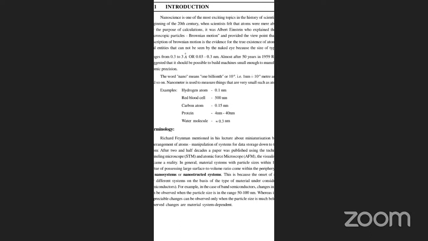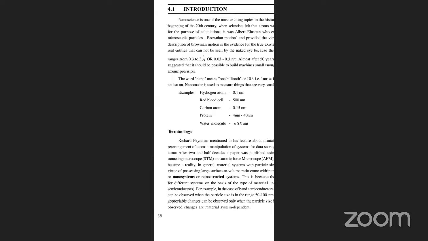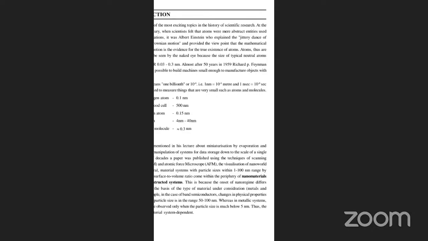In general, material systems with particle sizes within the 1 to 100 nanometer range, by virtue of possessing a large surface to volume ratio, come within the periphery of nanomaterials or nanostructured systems. This is because the onset of nanoism differs for different systems on the basis of the type of material under consideration.